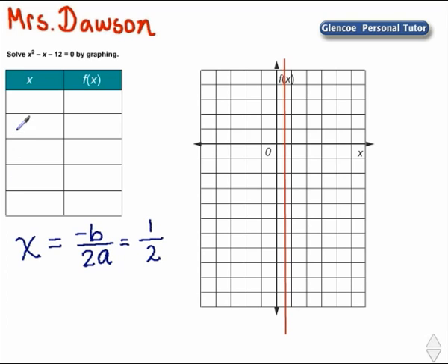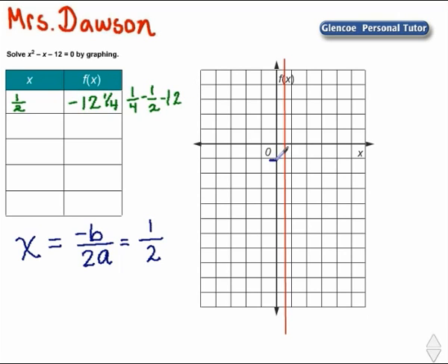Now let's put 1/2 in the table and evaluate f of x at 1/2. The square of 1/2 is 1/4, minus 1/2, minus 12. So 1/4 minus 1/2 minus 12 is -12 and 1/4. That gives us the vertex of this parabola.